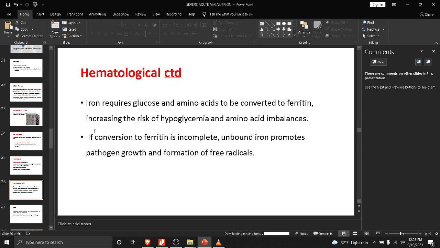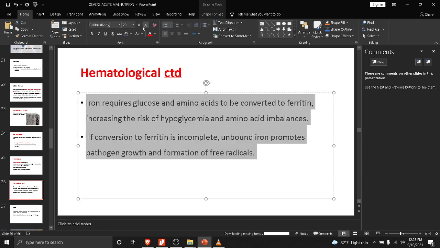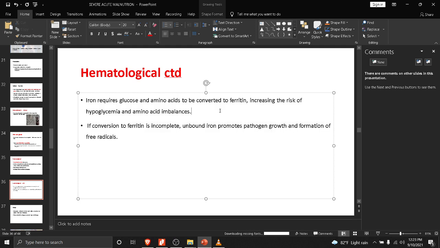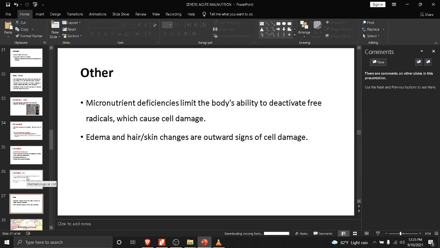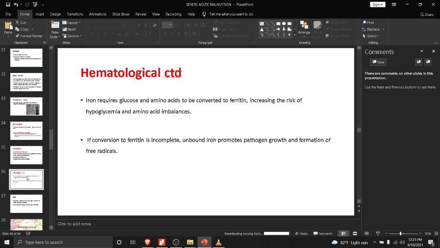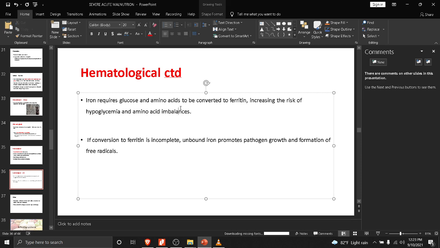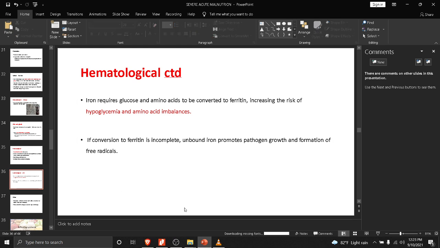So usually this accumulated iron has to be converted to ferritin. For the conversion to ferritin we use amino acids and glucose, so ferritin is a protein. But in this child, all the macronutrients are deficient. Therefore, they are more prone to get hypoglycemia and amino acid imbalances. Also, free iron accumulates. This free iron promotes pathogenic growth and formation of free radicals when it is free in the blood.